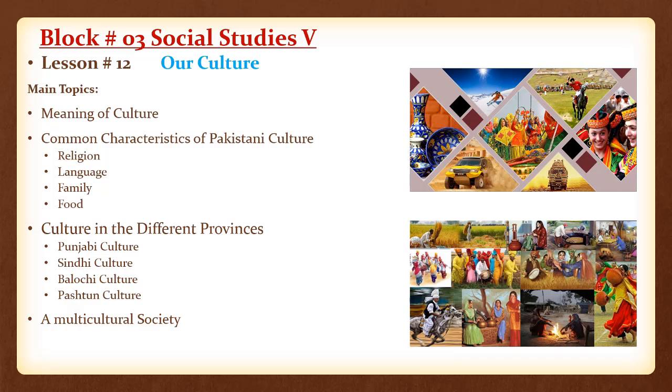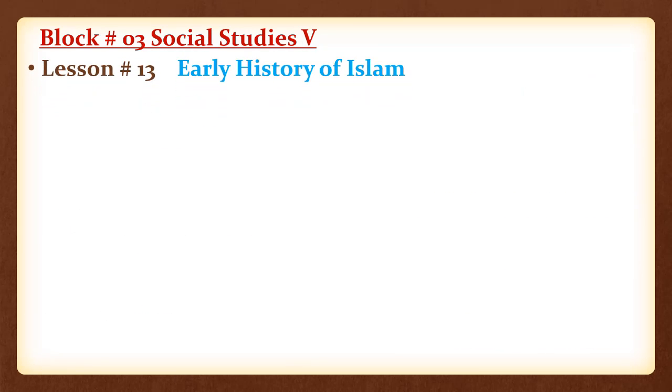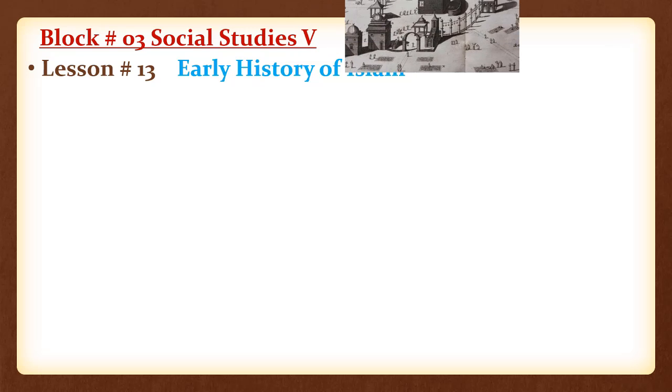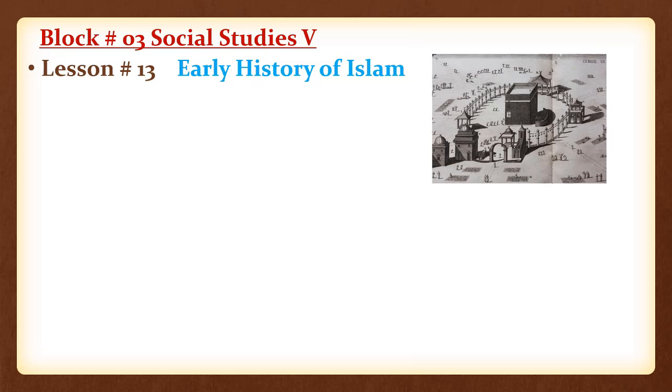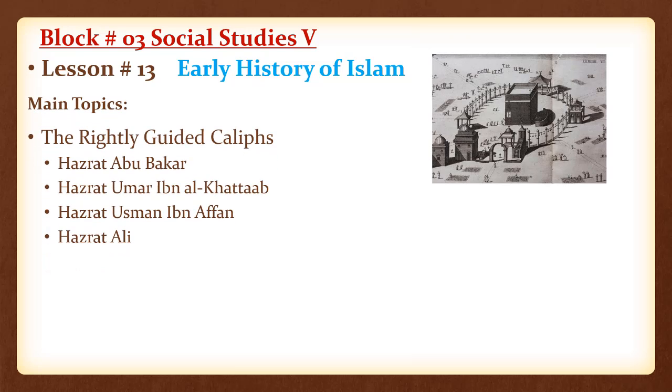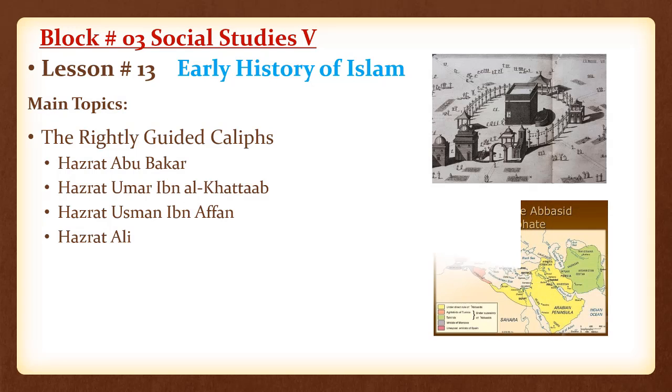Block number 3 and lesson number 13, Early History of Islam, will be our last chapter of the first term. This chapter is from the discipline of history and importantly from Islamic history. The main topics will be like the rightly guided caliphs: Hazrat Abu Bakr, Hazrat Umar ibn al-Khattab, Hazrat Usman ibn Affan, and Hazrat Ali. The last topic will be the Umayyads and the Abbasids.